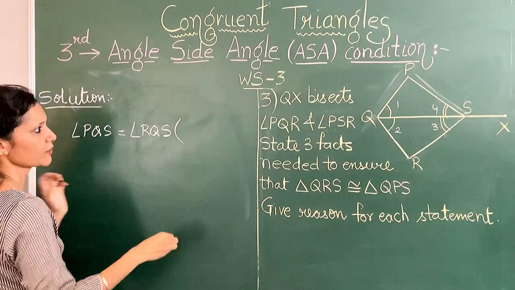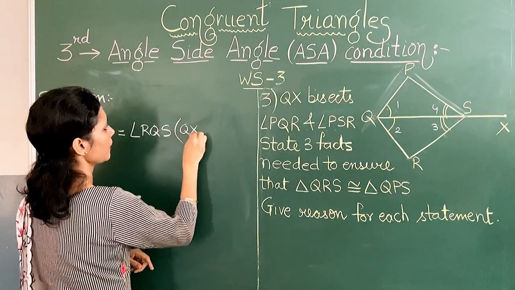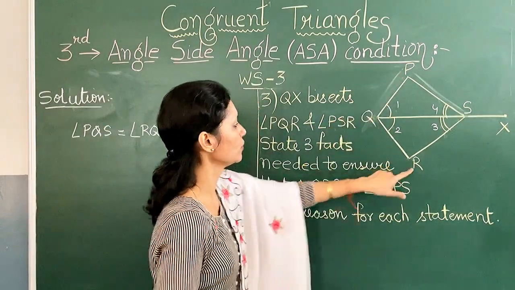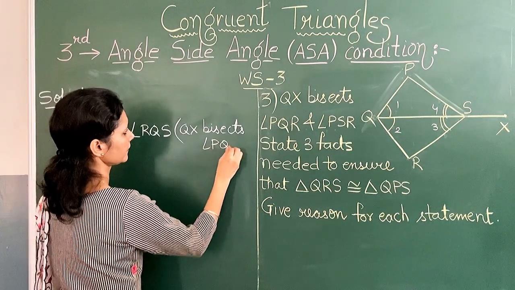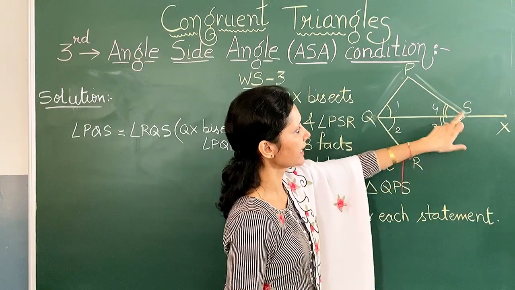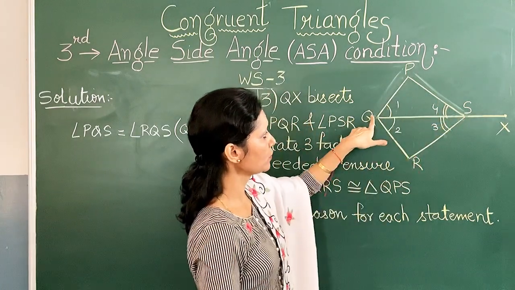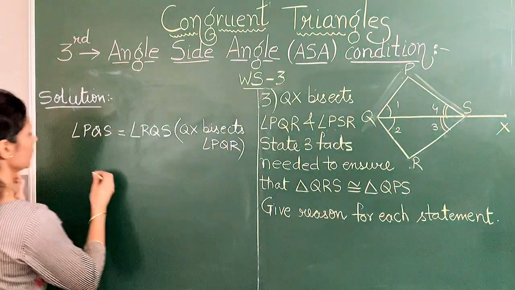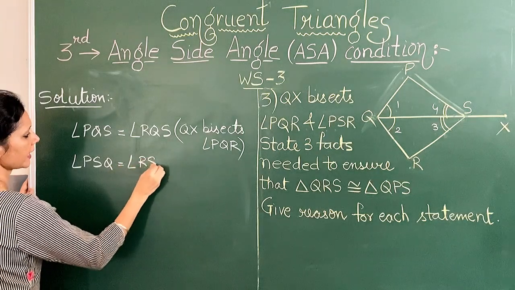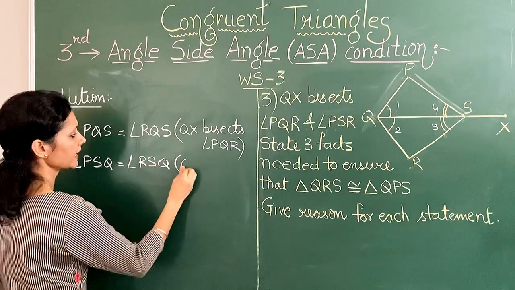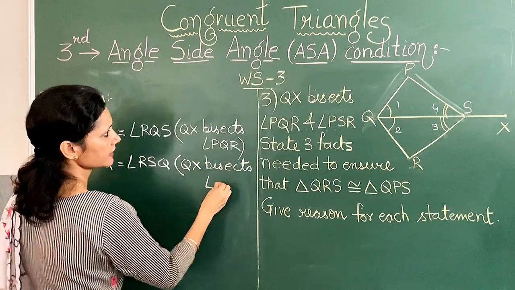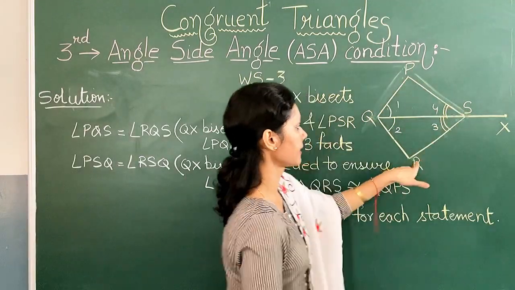The reason for this is because QX bisects this complete angle PQR. Then another angle that is equal is these 2 angles. So let's name this angle. This angle is PSQ and RSQ. So PSQ is equal to angle RSQ. Again, the reason is the same, that QX bisects which angle? The name of this angle is PSR.